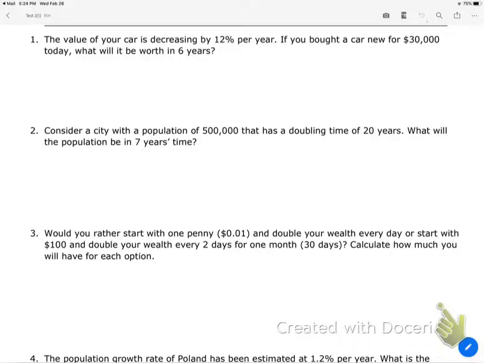Right, let's take a look at the review questions. Okay, so here we go. Question 1. We are going to use this formula, that A equals P, 1 plus APR with Y as the exponent, okay? So here we go.